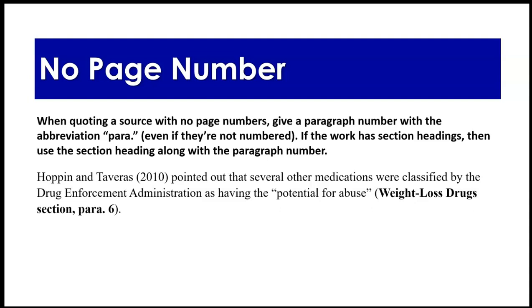So here we have two authors, Hoppin and Tavares. 2010 was when this work was published, and the student has quoted them right here, potential for abuse. And there is no page number, so they've got the Weight Loss Drugs section. This is probably from a website, I'm assuming. And this section, Potential for Abuse, was found on paragraph 6. Pretty intuitive.